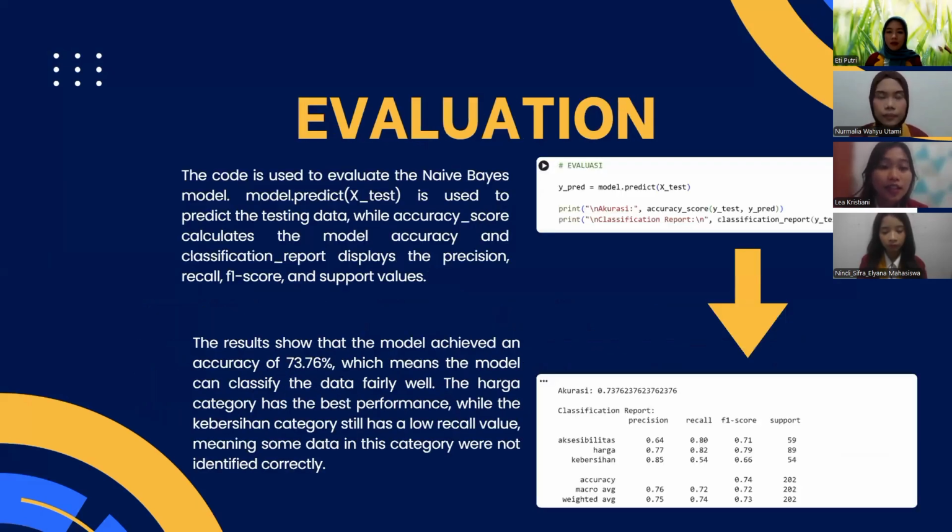Evaluation. The code is used to evaluate the naive Bayes model. model.predict(X_test) is used to predict the testing data, while accuracy_score calculates the model accuracy and the classification_report displays the precision, recall, F1 score, and support values.